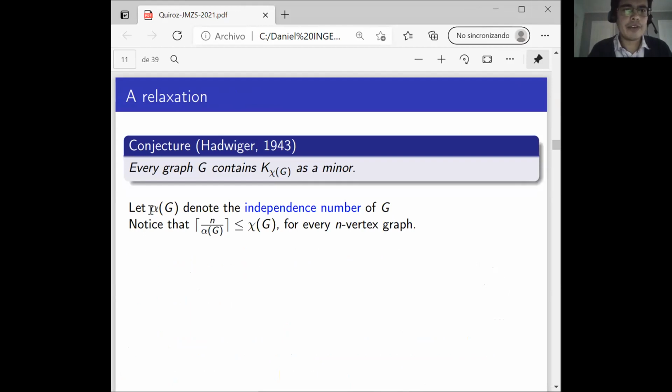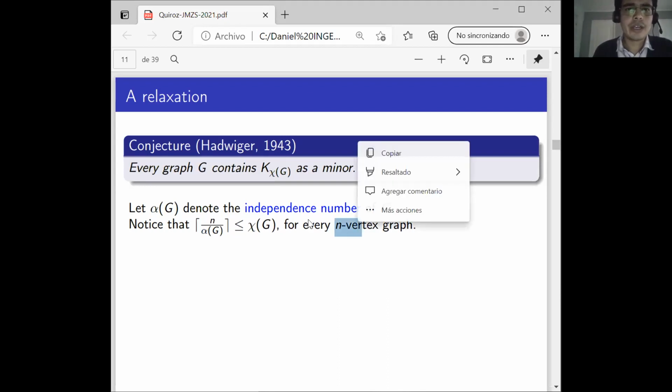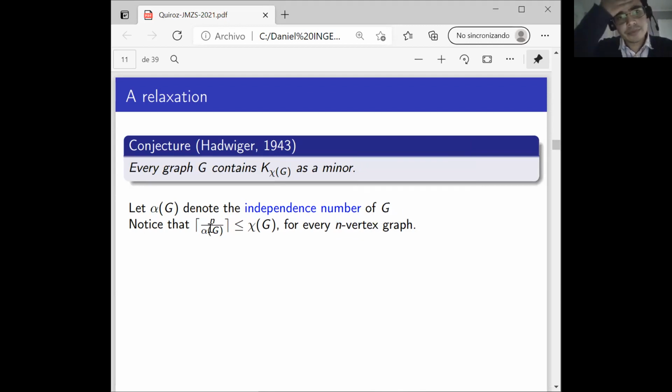By alpha(G), let's denote the independence number of a graph. By independence number, I mean the largest size of a set of vertices that don't induce any edge. An easy lower bound for the chromatic number of an n-vertex graph is n over alpha. Because when you color the vertices of a graph, you are partitioning the vertex set into independent sets, and the least number of colors you can get is when all of them are as large as they can be.